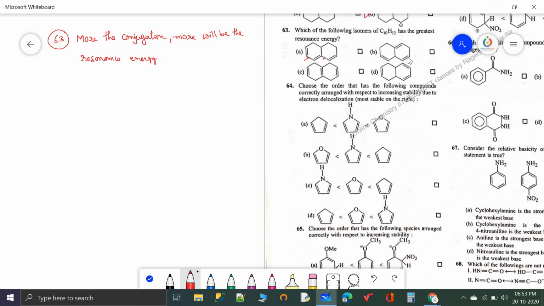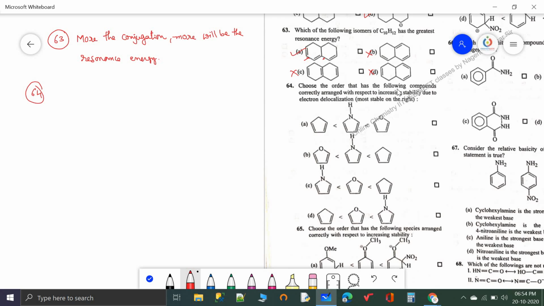Here each of these double bonds is separated by at least two single bonds, so no conjugation. Here also no conjugation. Here only these two double bonds are in conjugation. This double bond is not in conjugation. So the most resonance is with molecule A. This is the most stable one also. Next, 64.